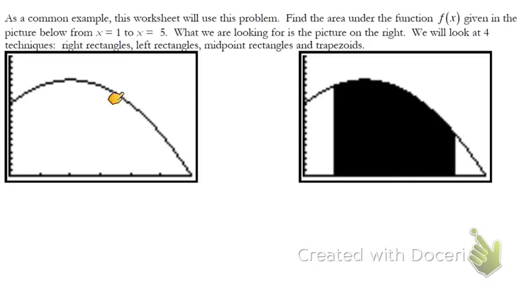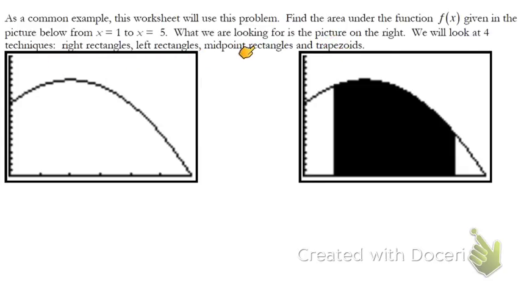So we're going to look at these 4 techniques: right rectangles and left rectangles, which we're going to look at today, and midpoint rectangles and trapezoids, not rectangles, just trapezoids. We're going to look at those 2 tomorrow. So we have 4 different ways that we can estimate the area under the curve.